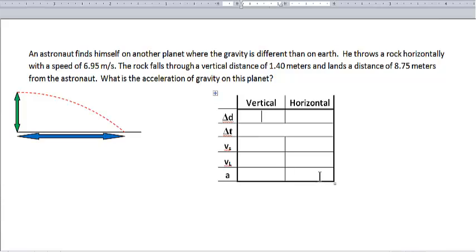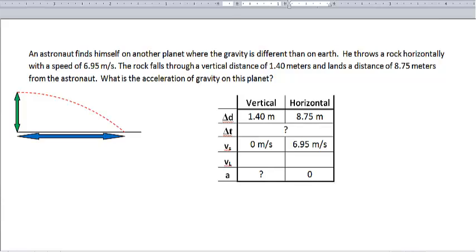We are given delta D vertically. It is 1.4 meters. We are given horizontal distance of 8.75 meters. We are not told what the time it takes is. Vertically, it's going to have 0 starting velocity because he threw it horizontally. Horizontally, it has a starting velocity of 6.95 meters per second. Let me say that acceleration is what we want to know.